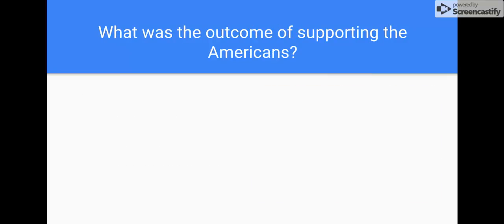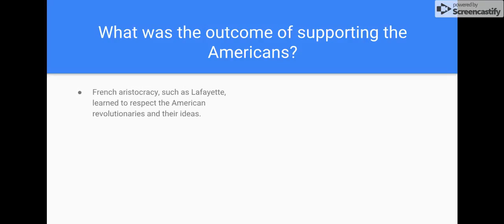What was the outcome of supporting the Americans? So what was this outcome? What were the consequences of France supporting the Americans? The French aristocracy such as Lafayette learned to respect the American revolutionaries and their ideas.